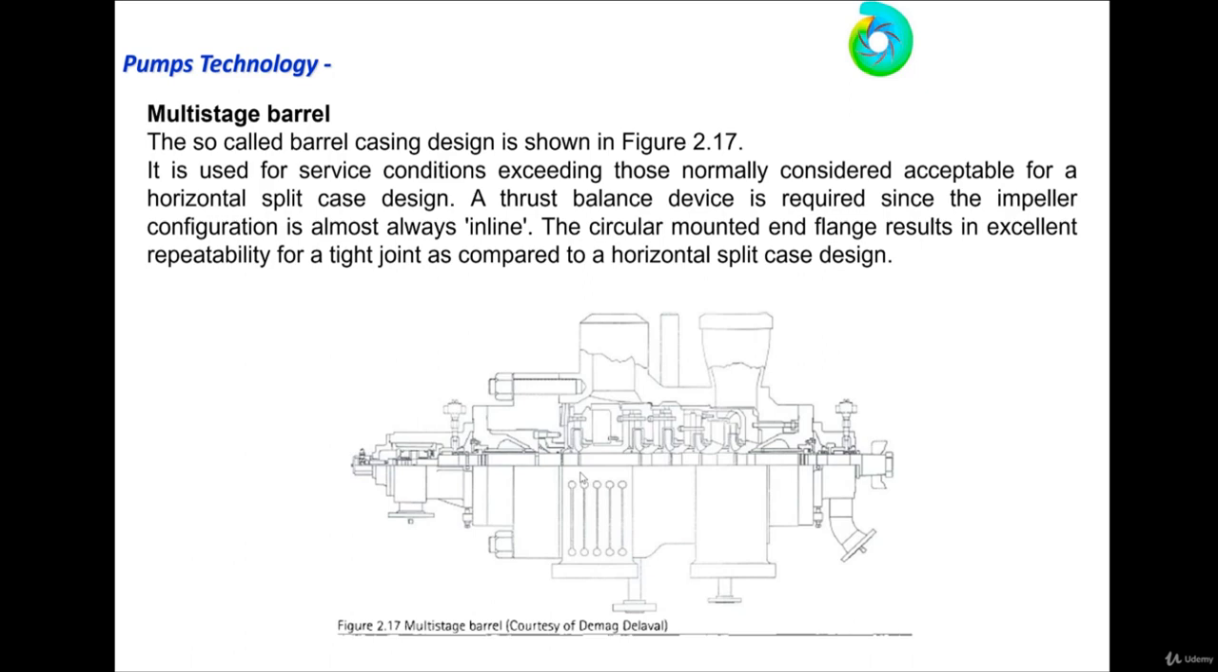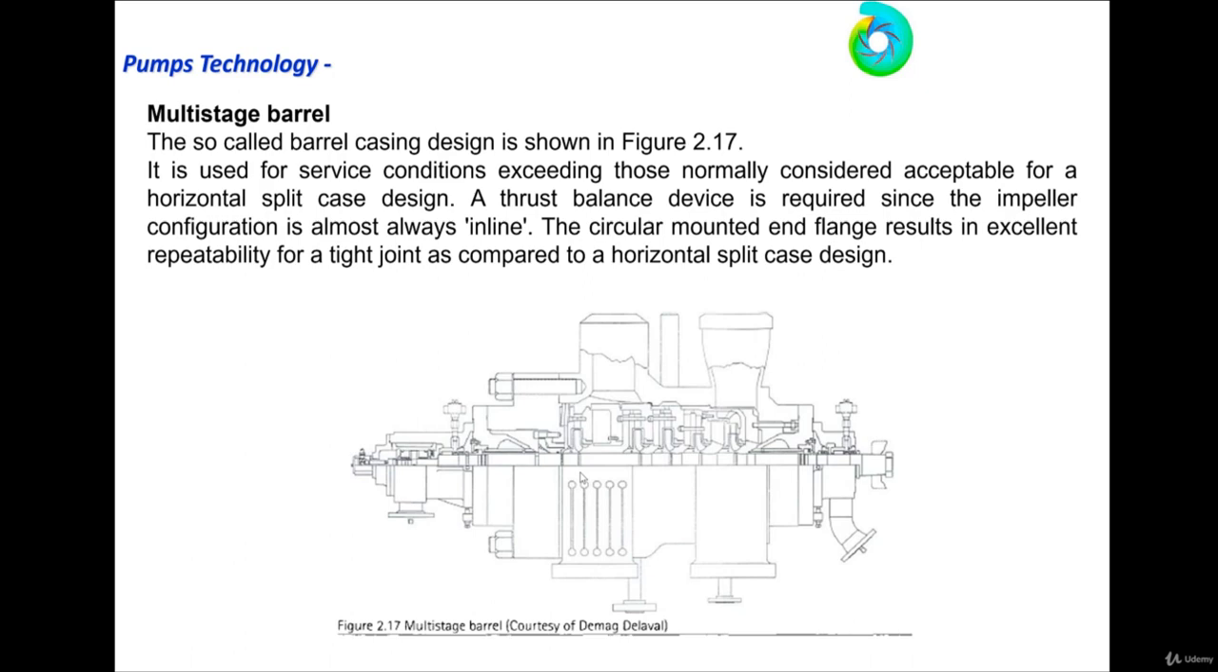A thrust balance device is required since the impeller configuration is almost always in line, in series. The circular mounted end flange results in excellent repeatability for a tight joint as compared to the horizontal split casing design. That's why it can be used for light products, low viscosity, low density.